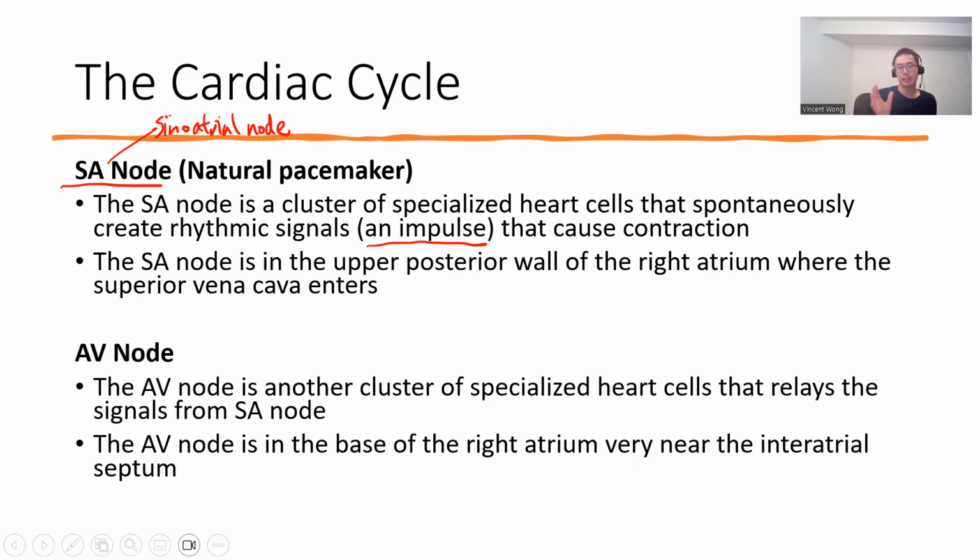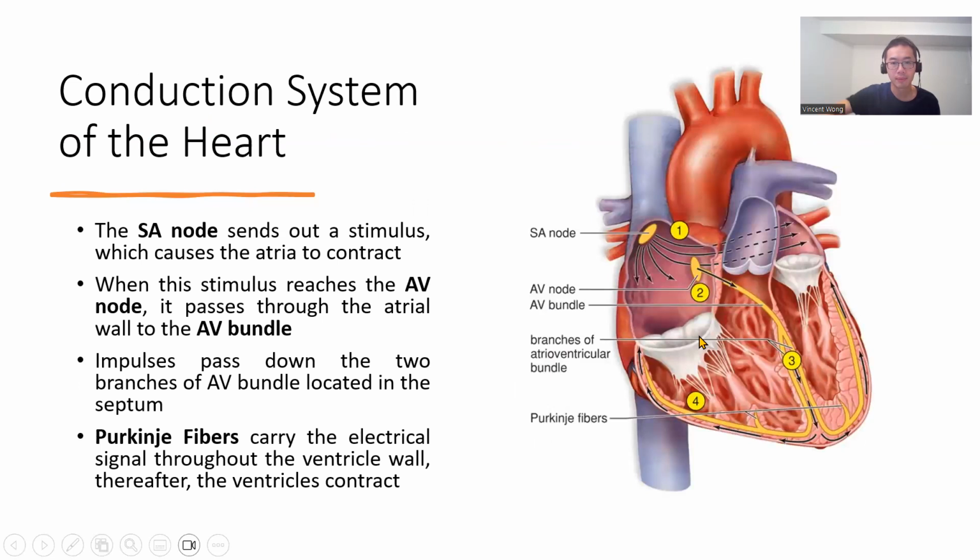And this is located at the right atrium, just where the vena cava is coming in, where the superior vena cava is coming in, right? So I want to show you this on a picture. There is the SA node. On its own, it's able to send out these impulses, and the impulse, the electrical signal, will spread throughout the heart and cause the heart to contract.